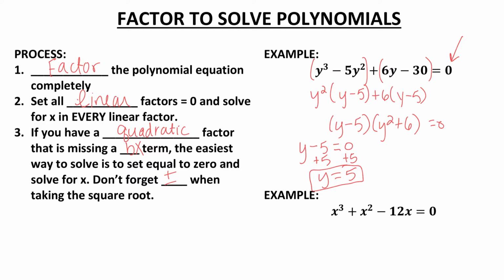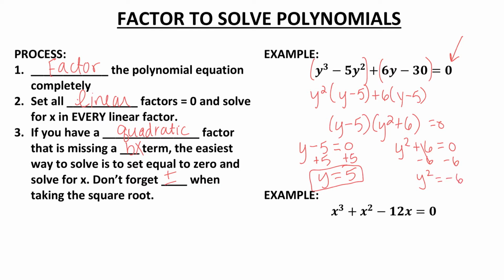Now, on the squared factor, so the quadratic, it's not a difference of squares because there's not a minus there. And so we would want to go ahead and set that equal to 0 because remember, if we're missing our bx term, or in this case by, then you would go ahead and set it equal to 0 and you'll be able to take the square root. So you'll solve by square root. So y squared plus 6 equals 0. If I subtract 6 on the other side, y squared equals negative 6.